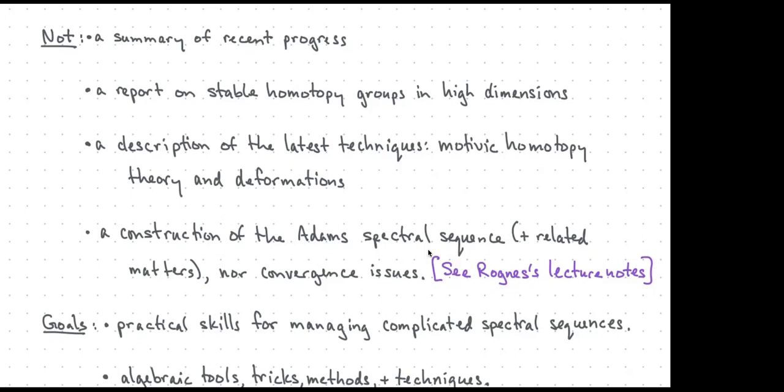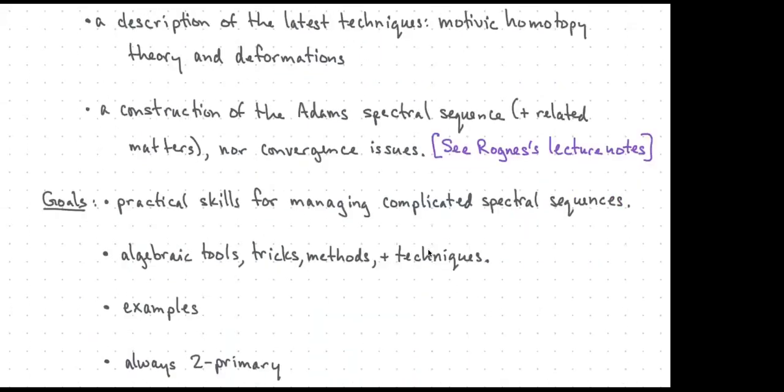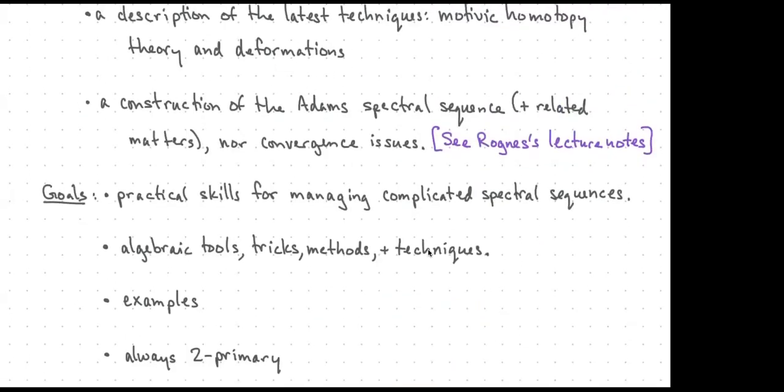Okay, so there's a bunch of things that we're not going to do, right? So what are we going to do? Well, we're going to talk about the practical skills that are involved when you're trying to manage a complicated spectral sequence. If you've got some spectral sequence of your own that you would like to compute, then many of these skills that we're going to be talking about over the 3 lectures could potentially be of use for you in organizing your information and keeping track of the details. We're going to talk a lot about algebraic tools, tricks, methods, and techniques for how to handle all this information, sort it, and keep track of it. We're going to work through lots of examples to illustrate all of these points.